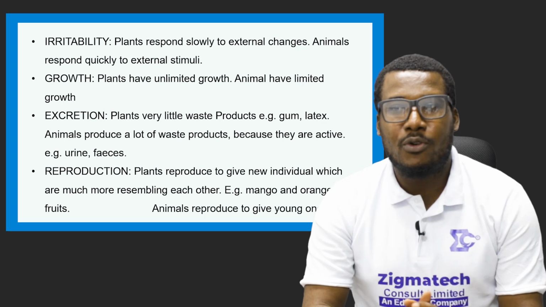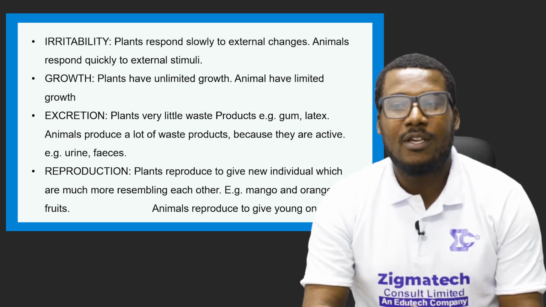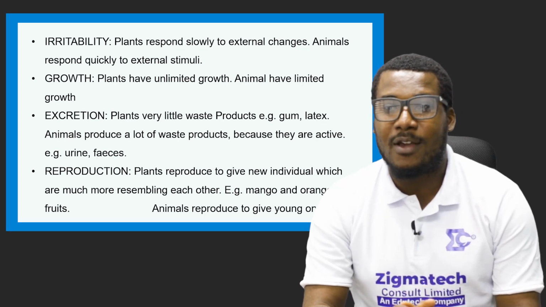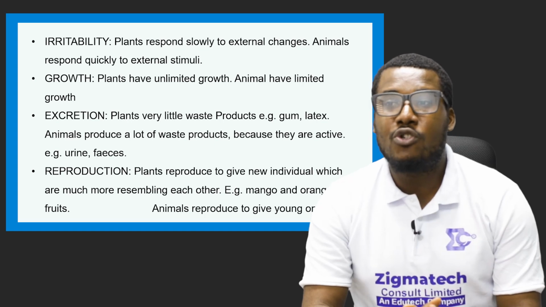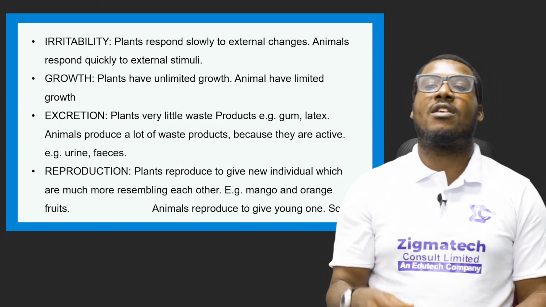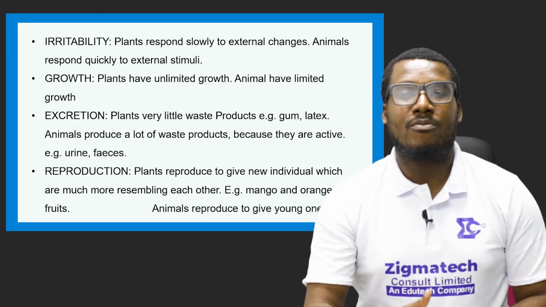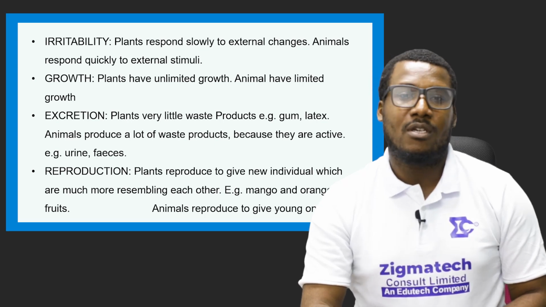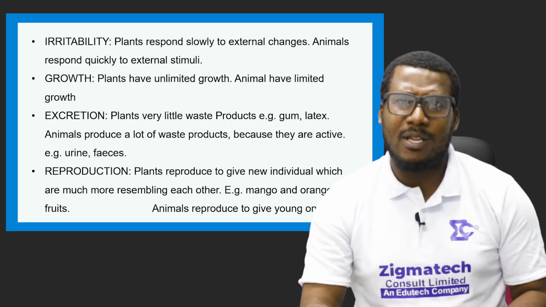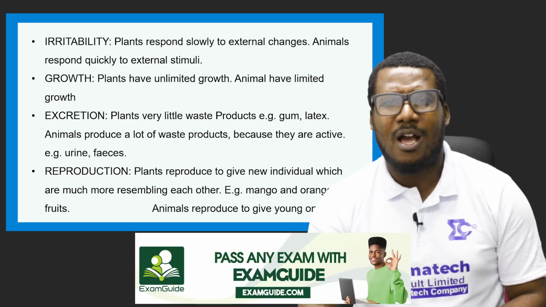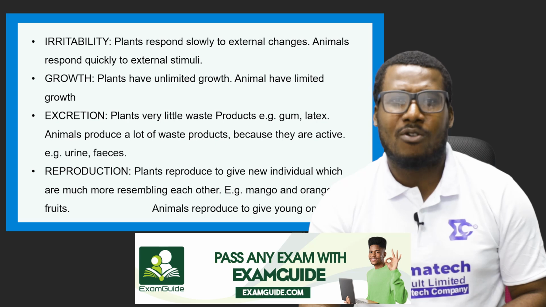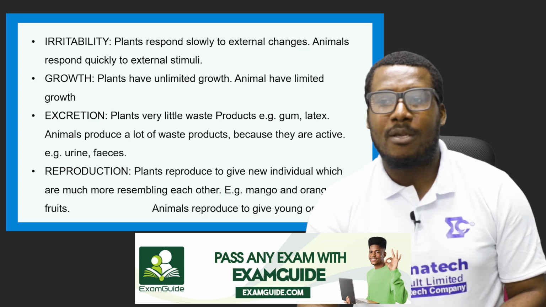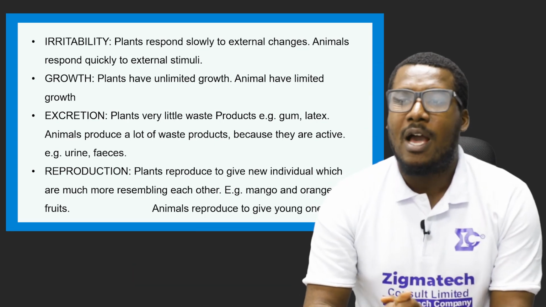All living organisms reproduce, but plants reproduce, sorry, I kind of lost myself for a moment. Plants reproduce to give new individuals which much more resemble each other, look alike. E.g., mango and orange fruits. A mango will always produce a mango, right? Imagine a mango producing an orange. How weird. I believe we're going to curse that tree, or probably run away. But a mango produces a mango, and orange produces orange fruits.